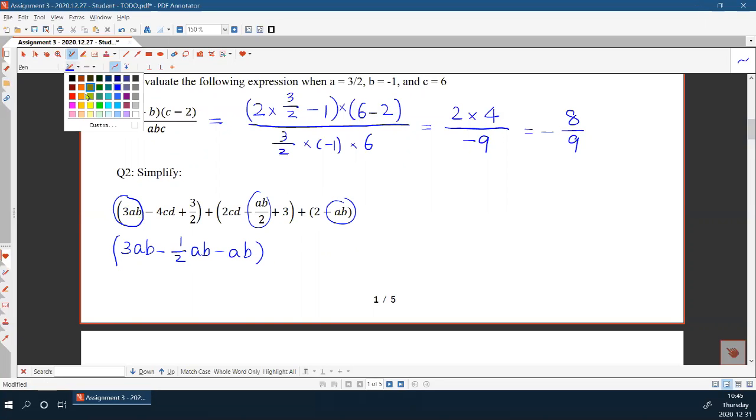And second, we put all the CDs together, which is 2CD minus 4CD, right? And finally, we put all the constants together. Okay, we have 3/2 and a 3 and a 2.